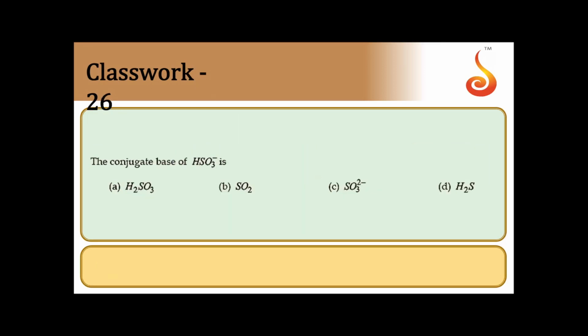Then the 26th one. The conjugate base of the following. A conjugate acid-base pair differs only by a proton. To get a conjugate base, just remove a proton from the species given to us. HSO3 minus is given. By removing one H plus, we get SO3 minus 2, which is option C. So the answer is C. To get a base, just remove one proton from the acid given to us.